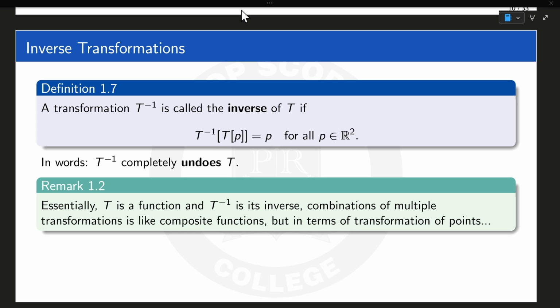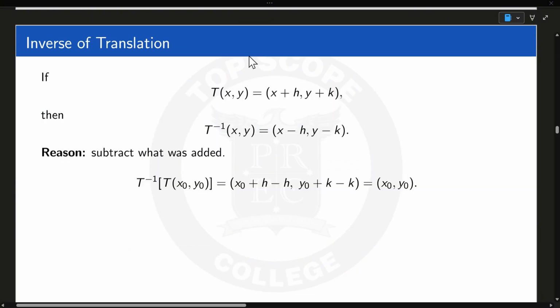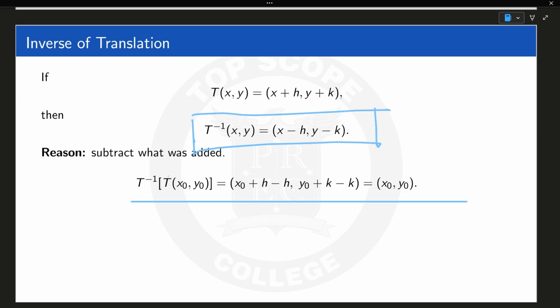Combinations of multiple transformations are like composite functions, but in terms of transformations of points. The inverse of translations is as follows. For the forward translation, we add h and we add k. In order to undo those, we subtract h and subtract k. And we see that this inverse is indeed the one that matches the definition, since the composition of T and T inverse gives us back x naught and y naught.